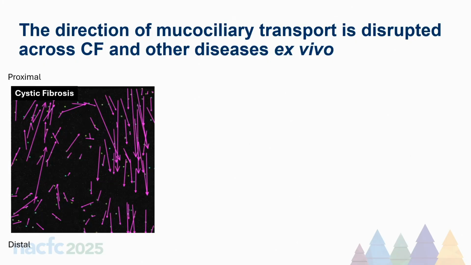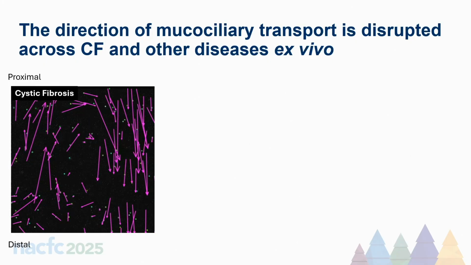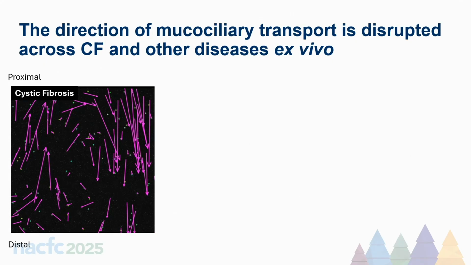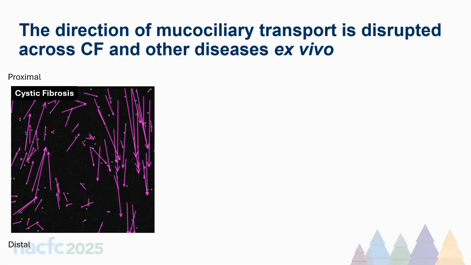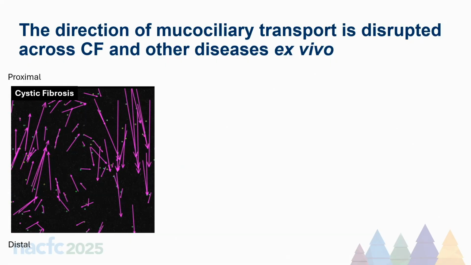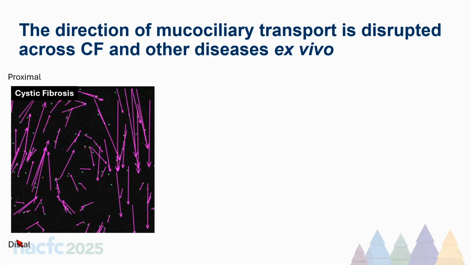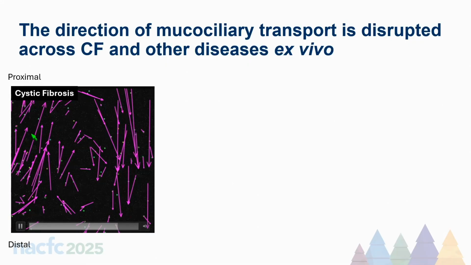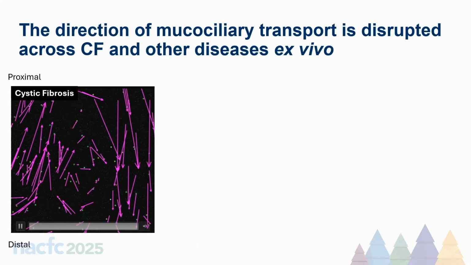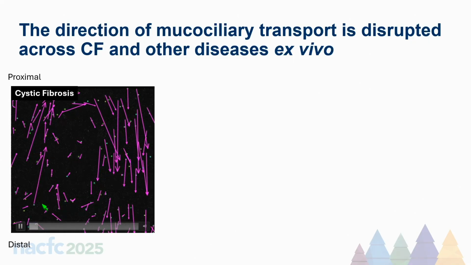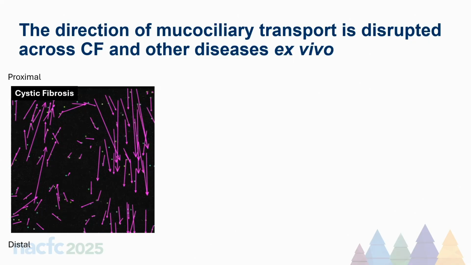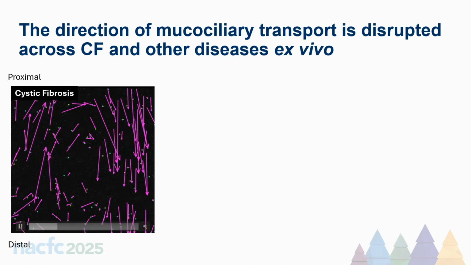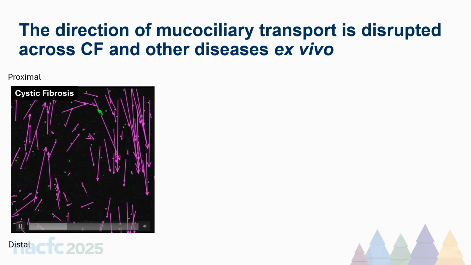And many people have done incredible work trying to understand why this is slower. But another important aspect of this is the direction is different. We would expect mucociliary transport to go distal to proximal. But what we see here, as these arrows indicate, is instead there's a swirl, or as has been described previously, a hurricane. So we're seeing the mucociliary transport here is happening in a hurricane.